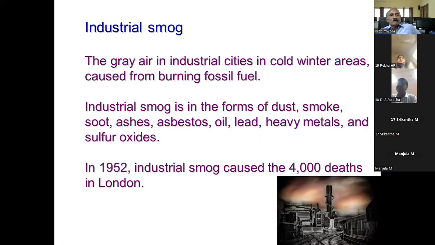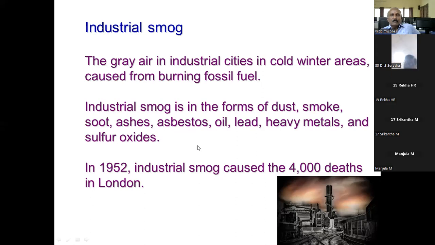Now, industrial smog. We know that after the industrial revolution, many industries cropped up across the world, especially in England. And in England, due to the emission of smoke from the chimneys of these industries, when this smoke reacted with the fog, it formed smog, and that smog is nothing but industrial smog. It contains very dangerous constituents or substances like carbon soot, asbestos, particulate matter, oil particles, heavy metals, sulfur oxides, etc.